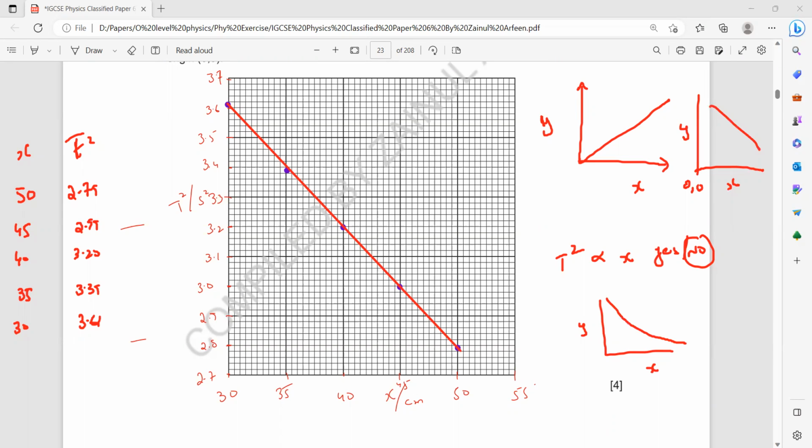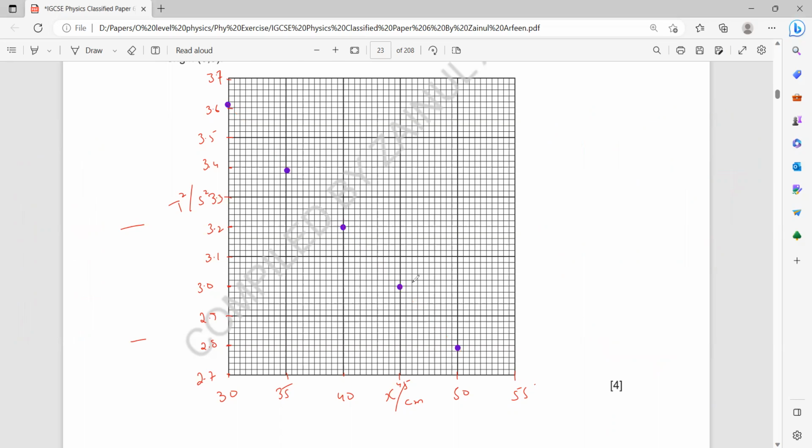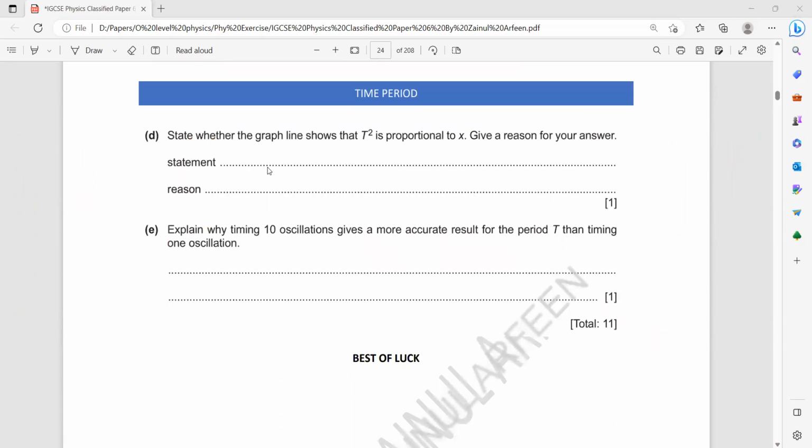In a proportionality relation, if we are increasing one quantity, the other should also increase. If we are decreasing one quantity, the other should also decrease. But because the shape of the graph is like this, it can never start from origin. It can never pass through origin. So what should be your answer here? As they ask, state whether t square is proportional to x. So the statement, what we will say, no.